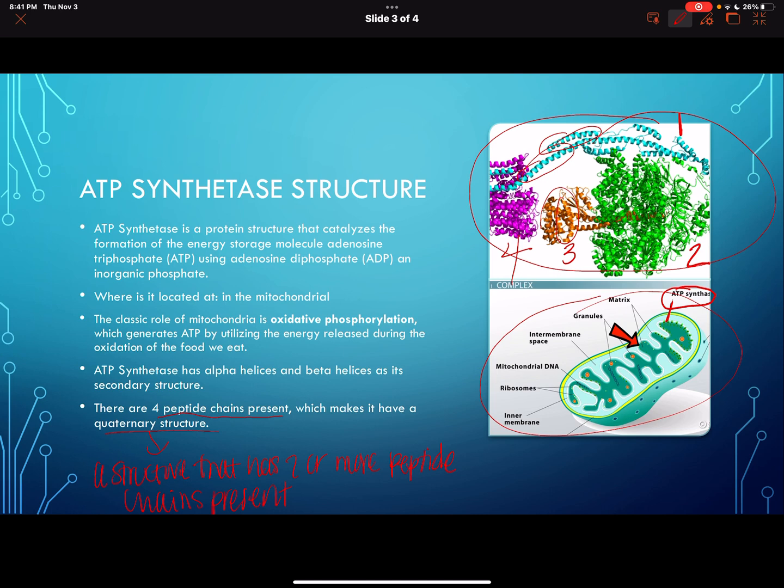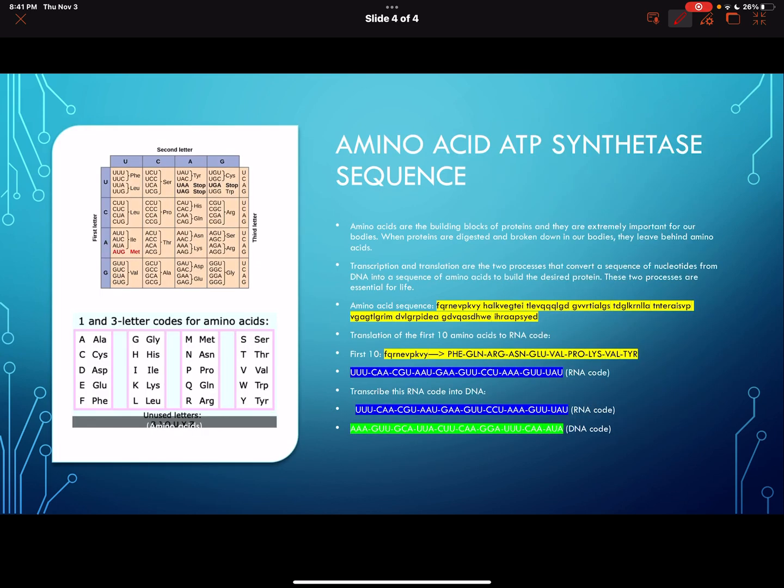So now that we know about ATP synthase structure and where it's located and how many peptide chains it has, now we can look at the amino acid sequence of ATP synthase and how we can transcribe it and translate it.